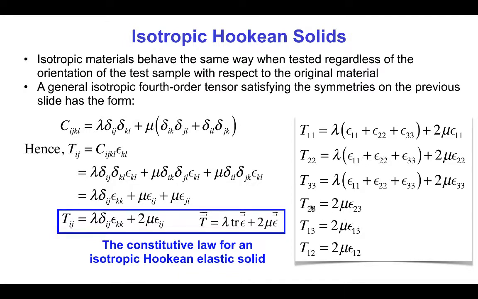And so we get that T23 is just 2 times mu times epsilon 2,3. T13 is 2 times mu times epsilon 1,3. And T12 is equal to 2 times mu times epsilon 1,2.